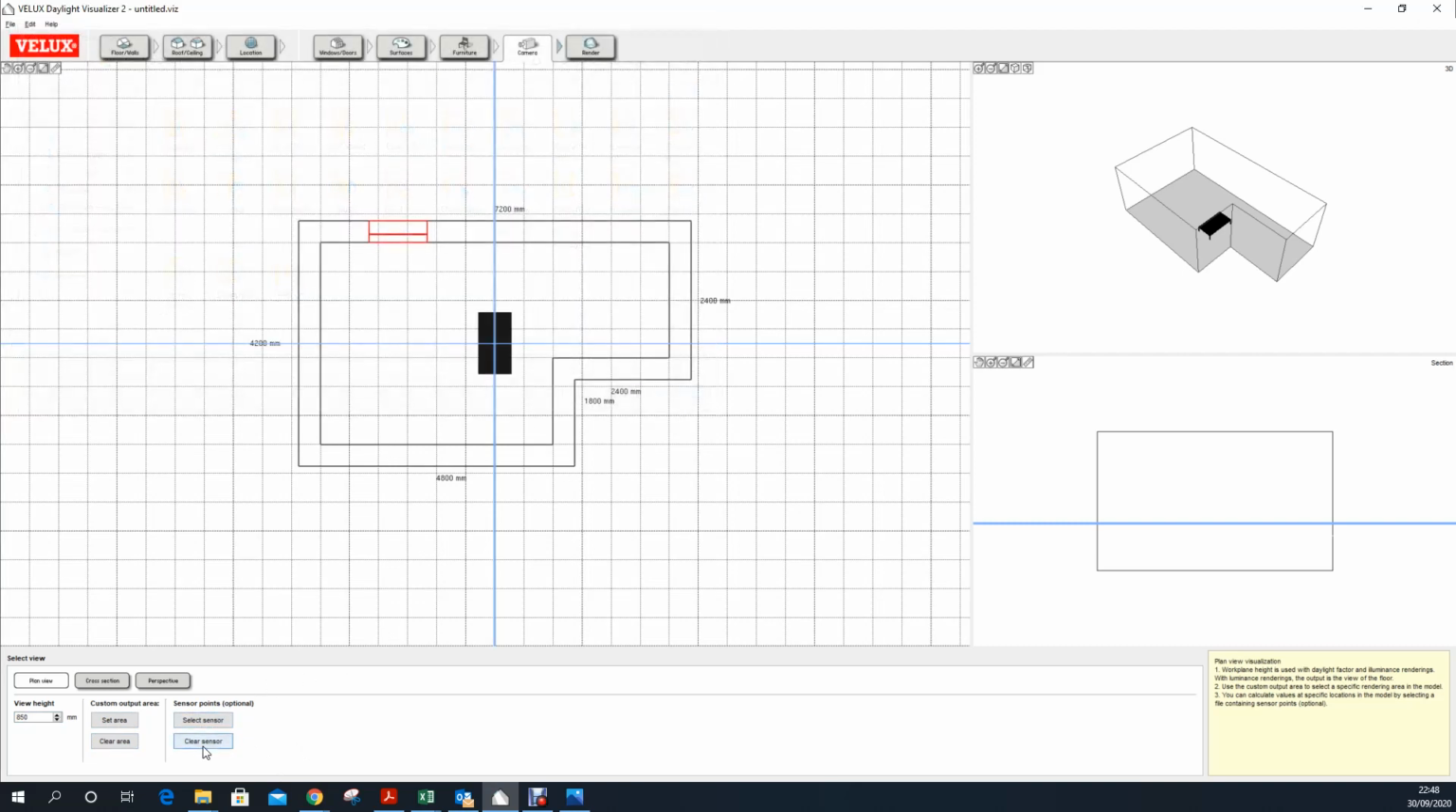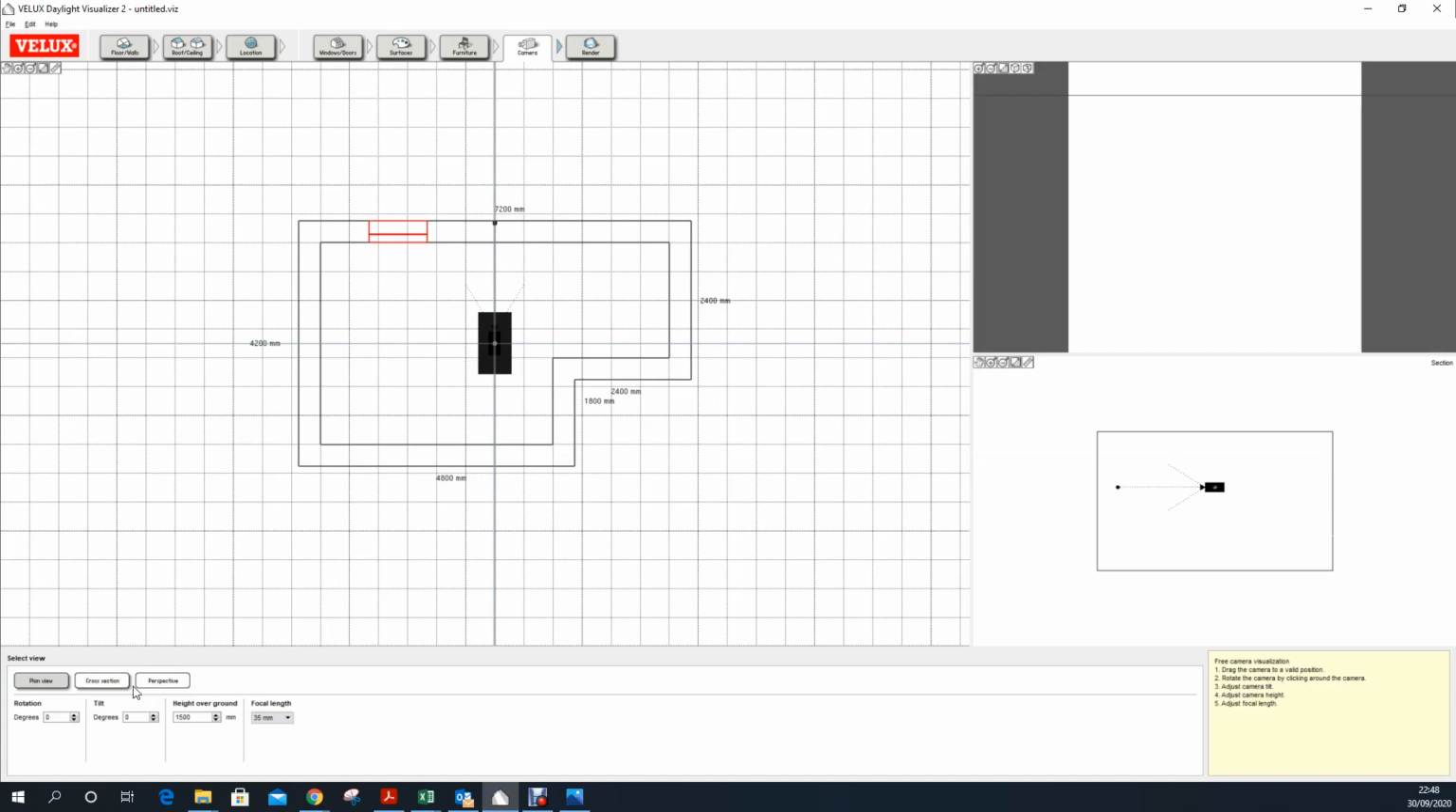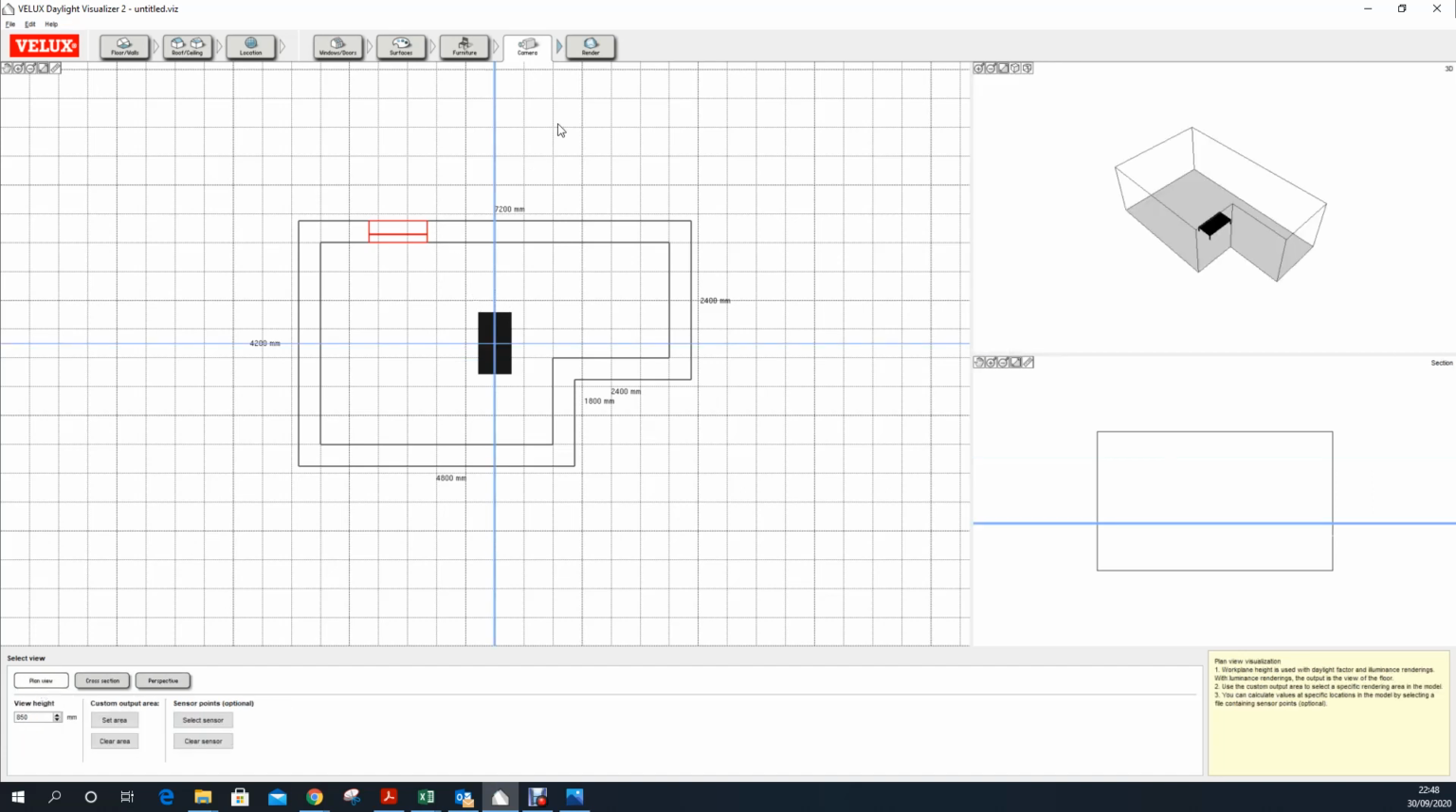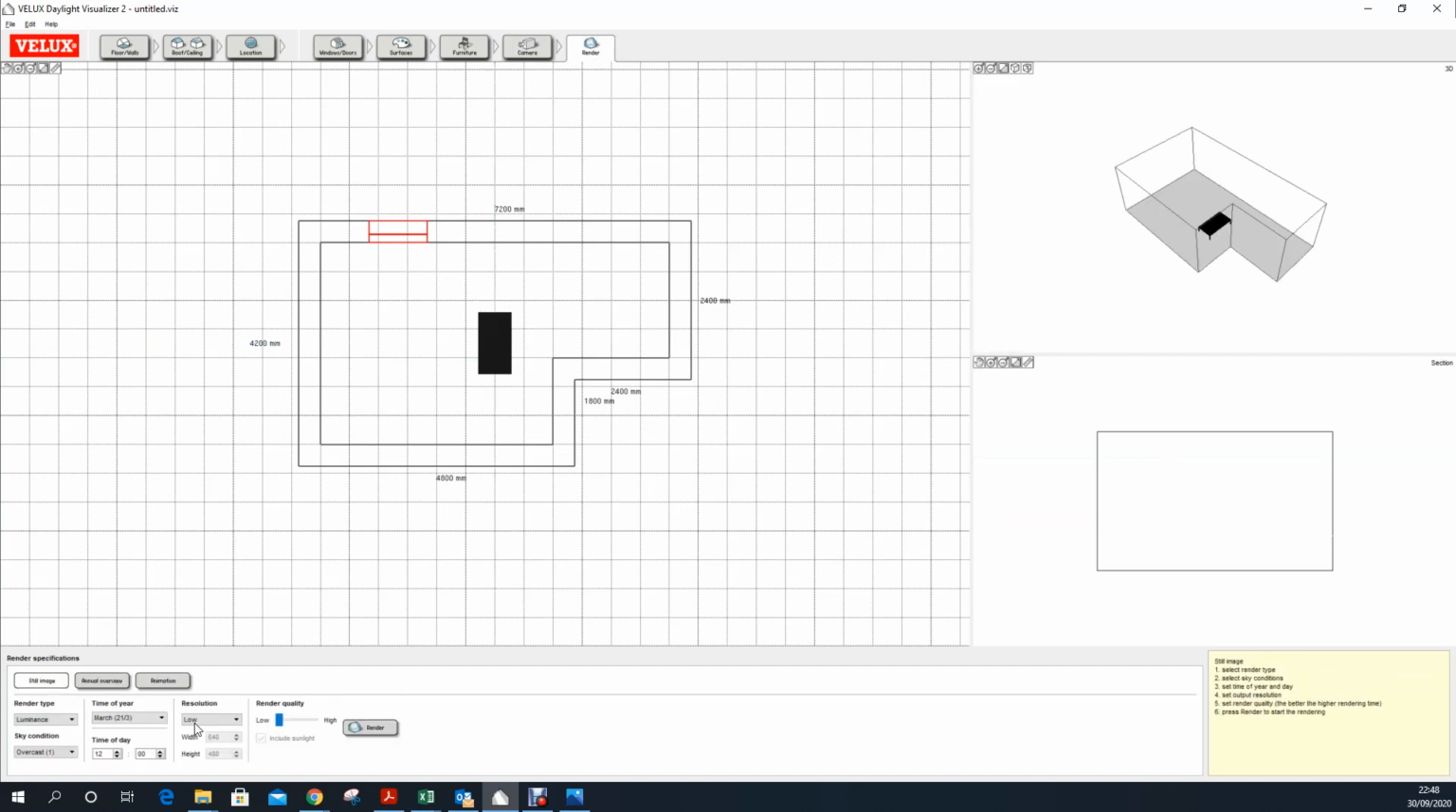Sorry, you can upload those if you wish. Sorry, you can look at the plan, you can look at a cross section, or you can look at perspective as you go, and then you render it. It's like any of these things. So you're going to be looking at daylight factor, but you can look at other things, which is quite nifty.